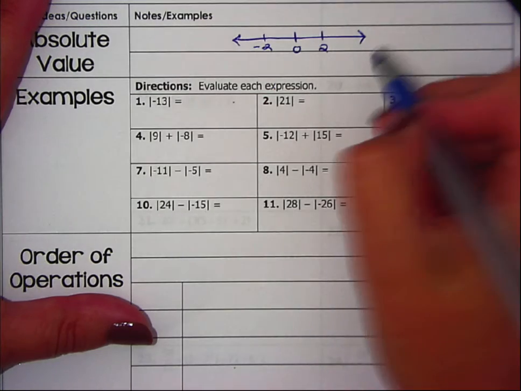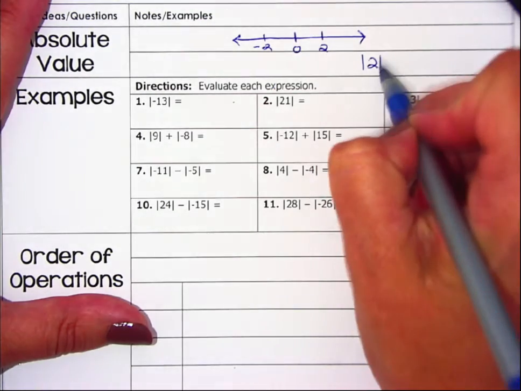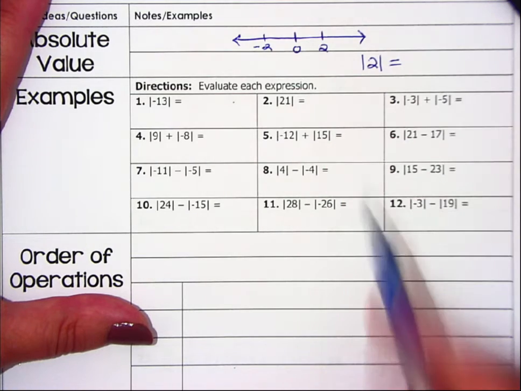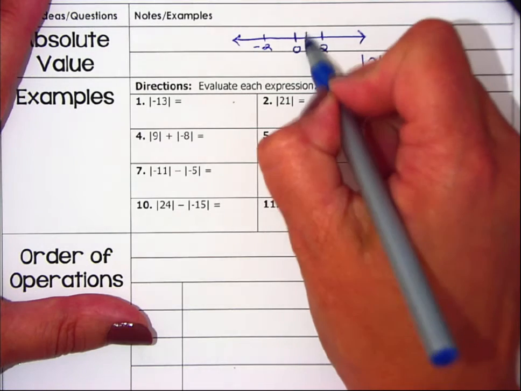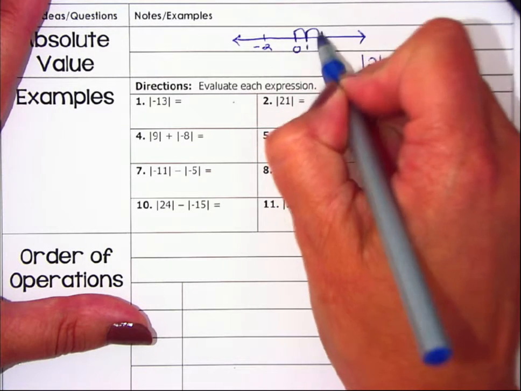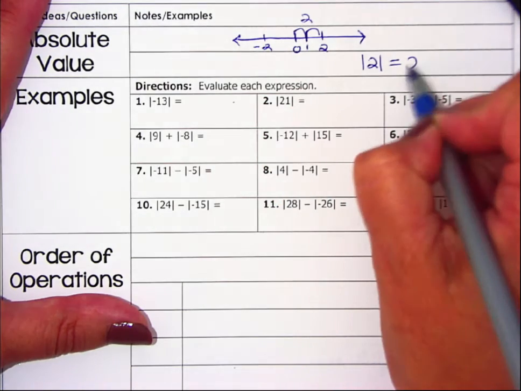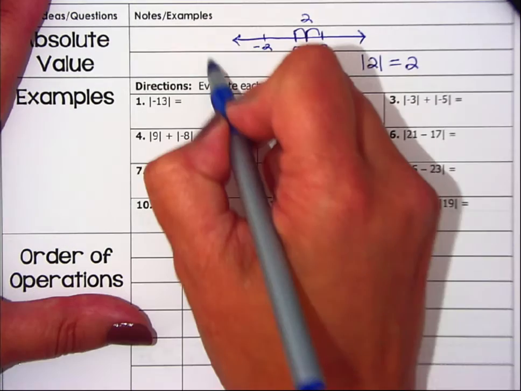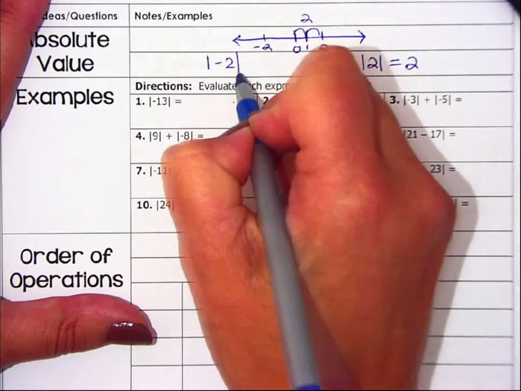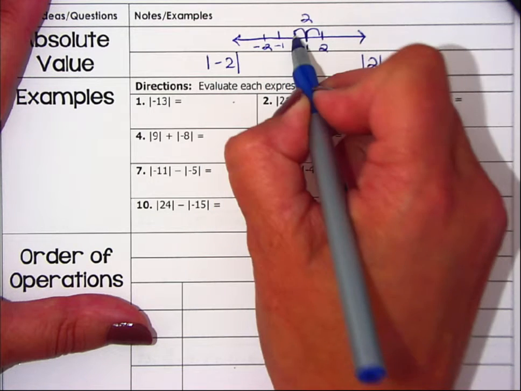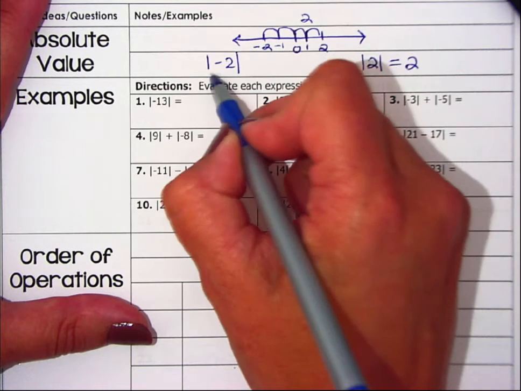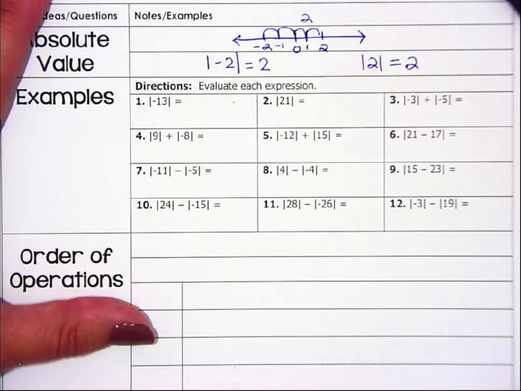Well, if I were to ask you what the absolute value of 2 was, 2 is 2 units away from 0 on the number line. Between 0 and 2, there are 2 units, and so the absolute value of 2 would be 2. But negative 2 is also 2 units away from 0. So negative 2 is also 2 units away, so the absolute value of negative 2 would also be 2.